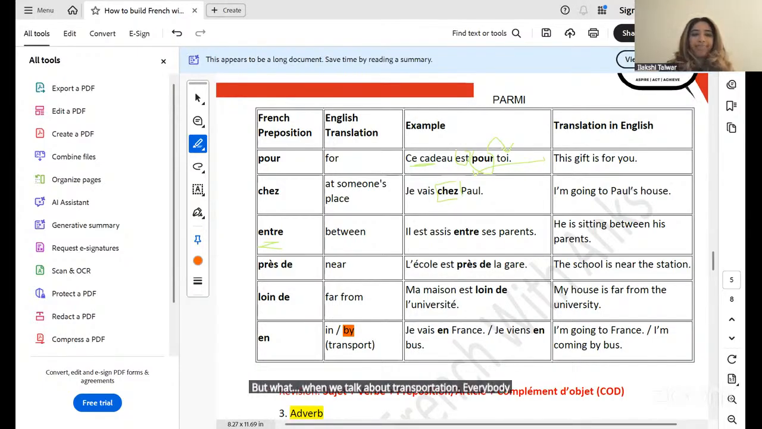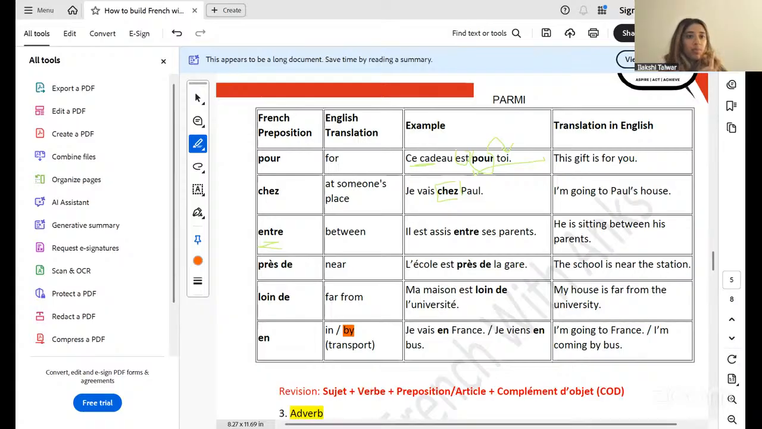everybody, just to let you guys know, all your closed transportation that carries you. For example, you have voiture, avion, train. This is en. So if I say je vais en voiture, je vais en avion, je vais en train. Closed transportation, that is en. If it's an open, like let's say vélo, that is à.